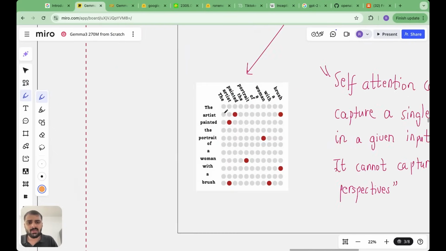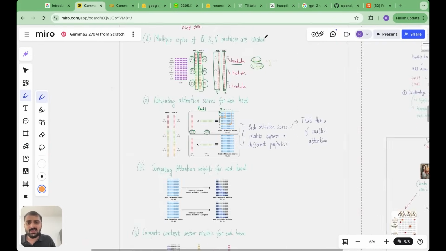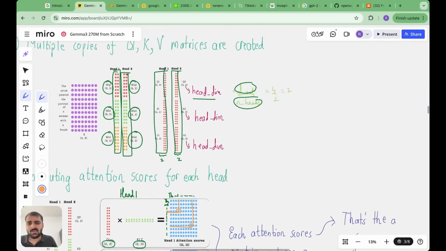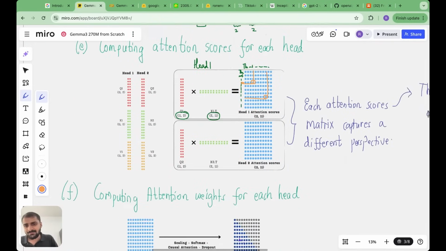And let me show you here. This is what I mean. This is the 11 by 11 attention matrix. This value carries the attention score between "artist" and "painted". This one carries the attention score between "portrait" and "woman". This one carries the attention score between "with" and "brush". That's why I mentioned that in the attention block, this is where tokens get to know about their neighbors. If a token wants to pay attention to its neighbor, its attention score will be high.